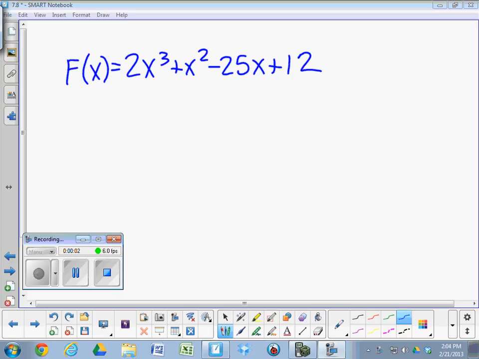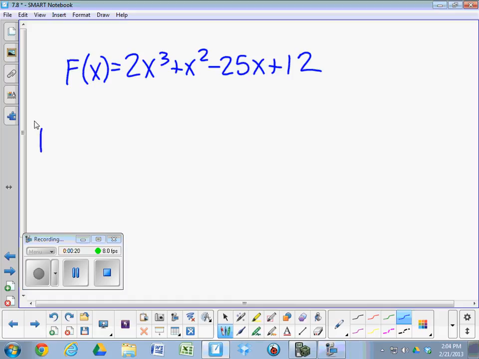All right, this is number 6. I'm going to introduce it here for you. This is number 6 from your review for chapter 7. I want you to use the rational root theorem to find the possible rational roots of this function. So right now we are looking for the potential suspects. We're looking for the numbers that might be the zeros of the function.